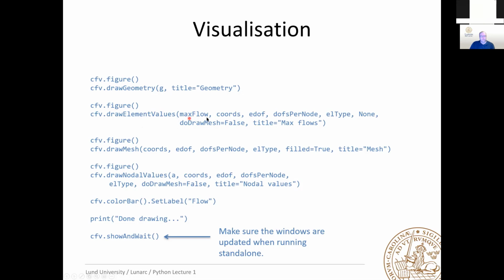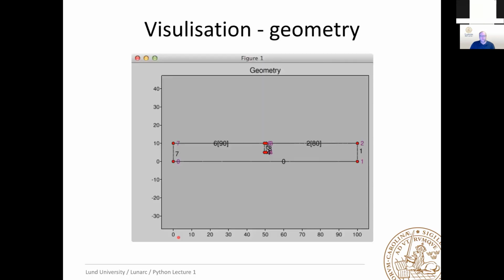So this will draw the element values in the elements. You can draw the mesh, and you can draw the nodal values at the nodes. You can add a color bar, and then here show and wait will stop the program and wait for the visualization windows to be closed before continuing. So this is how it can look.